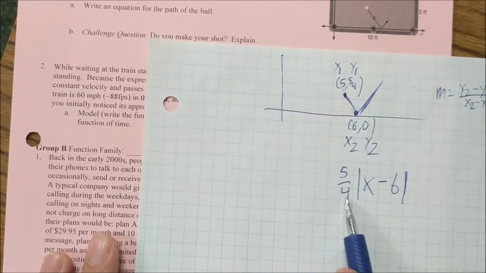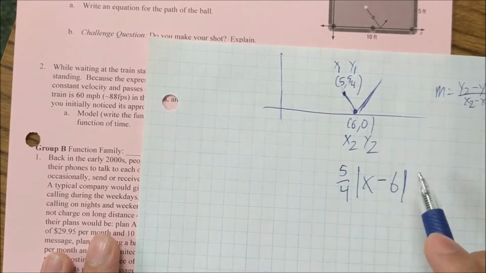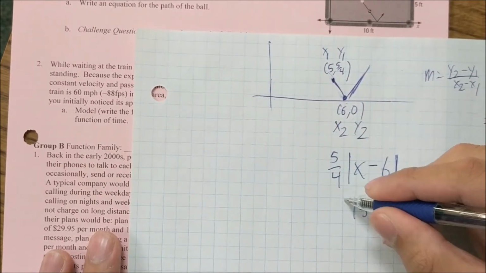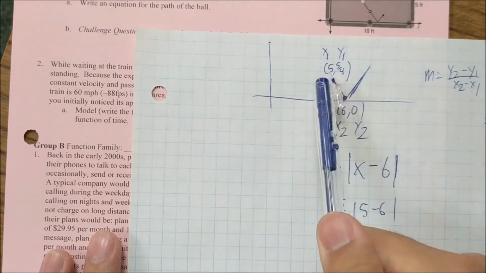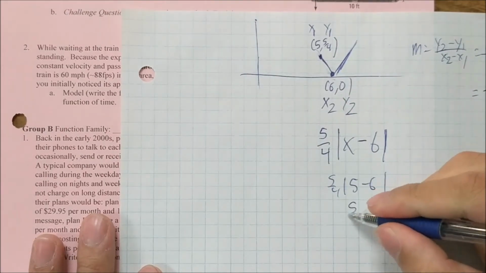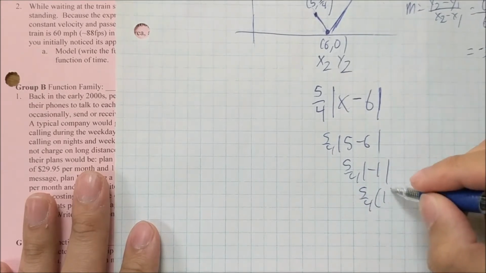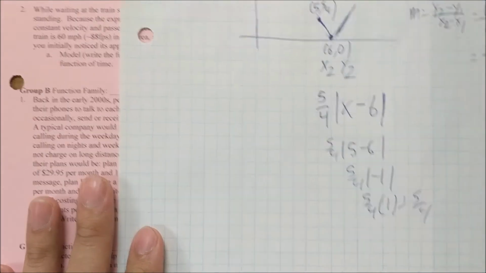Okay, so I can check my answer by plugging in a point. So what happens when I plug in x equals 5? The answer should be 5/4. Absolute value of -1 is +1, and I do get the correct value out.